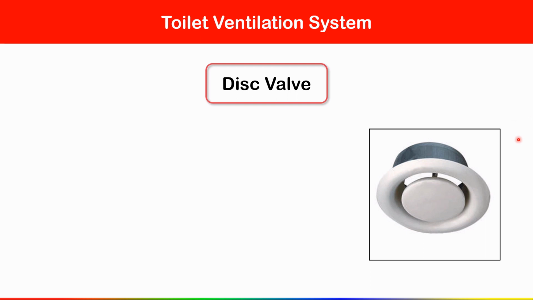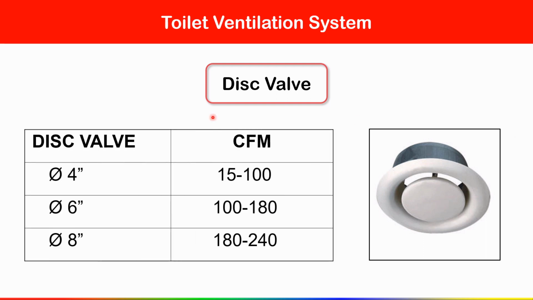Now my question is, how can you identify the size of the disc valve, meaning the diameter of the disc valve? For a grill size, we know we have the formula Q = AV. Manually we can do it with that formula, otherwise we have software also. But for a disc valve, some standard sizes are available, and they are given in this table. See here: 4-inch dia disc valve, 6-inch dia disc valve, 8-inch disc valve.